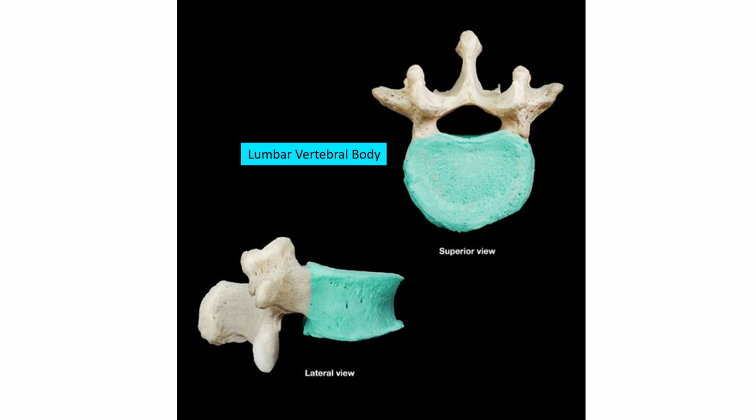The body of the lumbar vertebra, as you can see, is large because the weight of the body and the vertebral column as you go down is increasing, so these vertebrae are starting to feel the burden of the weight of the body.